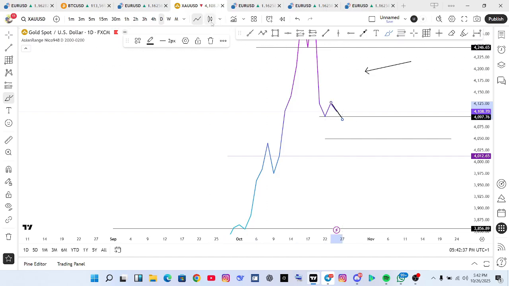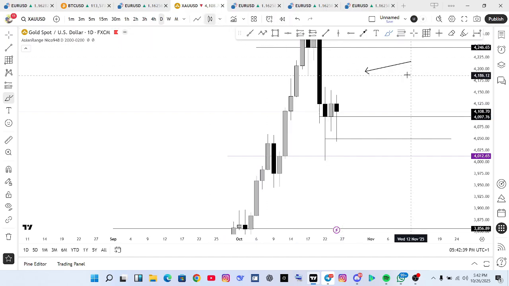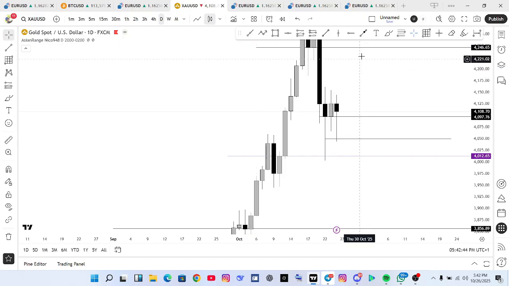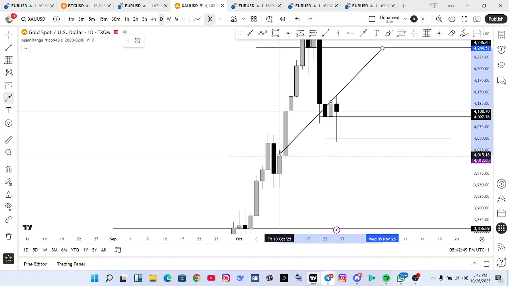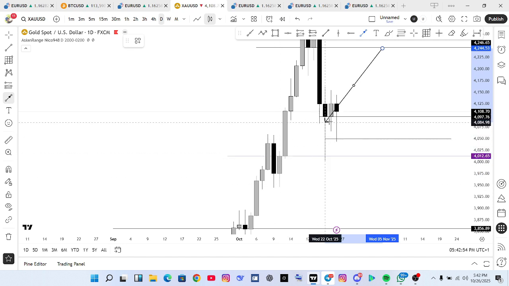Now expecting buys for gold this week. I'm expecting gold to be bullish this week. Why? Because the market came down like this and tapped into this demand here. Look at the key level here. Price came to that key level, and the next day, that's on Wednesday, on Thursday price rejected, creating a V shape. Now on Friday price tapped into that V shape.